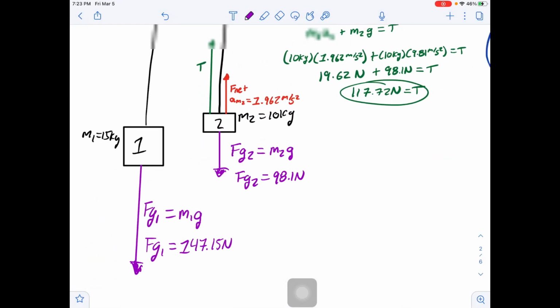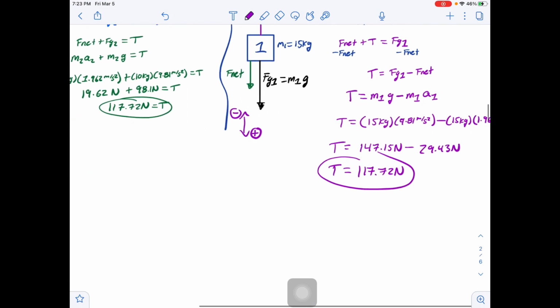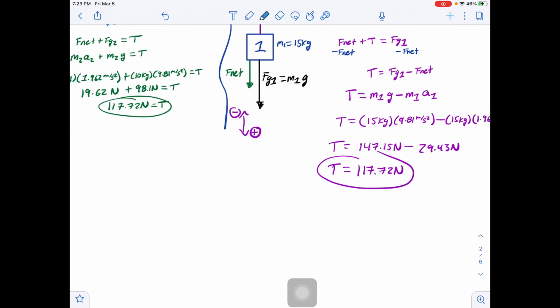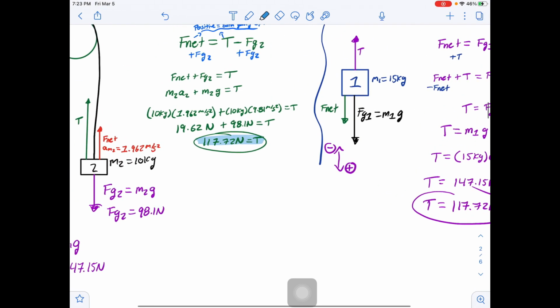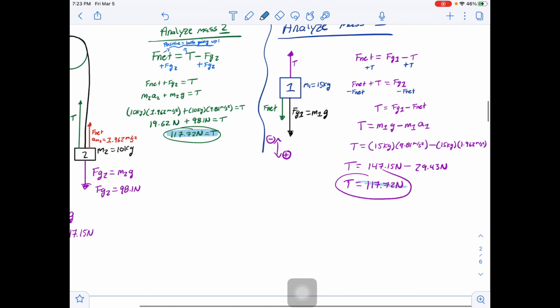Now, this is one of the most satisfying things I find in Physics 20. We have now just proven that the tension in the rope attached to mass 2 is equal to the tension of the rope found in mass 1. They are the exact same value.